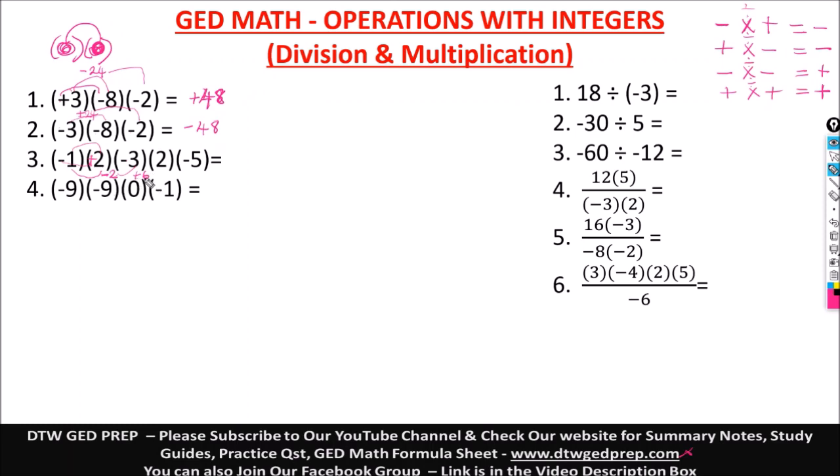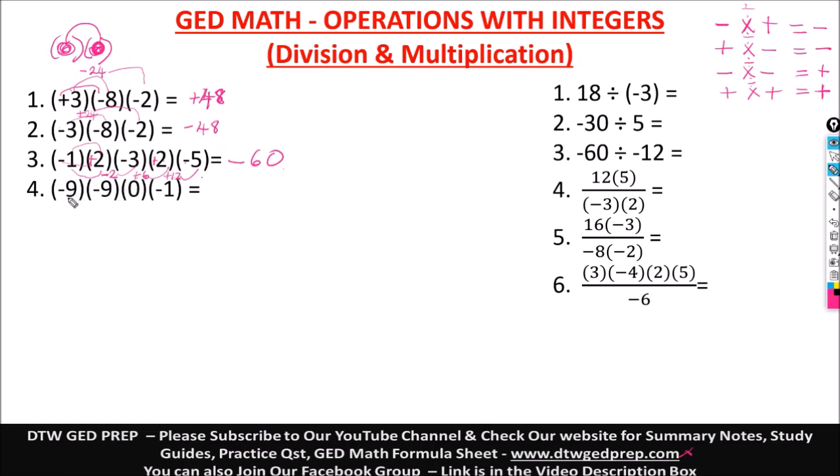Now, you have a positive 6 times 2. It's going to give us a positive 12. 6 times 2, 12. And positive times positive here is what? A positive. Now, finally, a positive 12 times a negative 5, that will give us a negative 60. Okay, because 12 times 5 is 60, and positive times negative is a negative. Do you see that? Good.